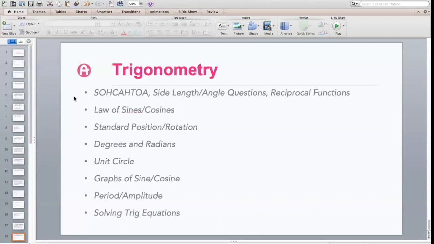With respect to graphs, they really won't have to worry much about tangents or the reciprocals. It's really just straight up sine and cosine graphs, where they'll be asked about period and amplitude, which is a reminder, 2 pi over b equals period when thinking of the trigonometric equation. And then they'll be asked to solve trig equations.